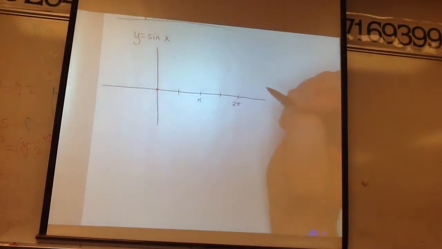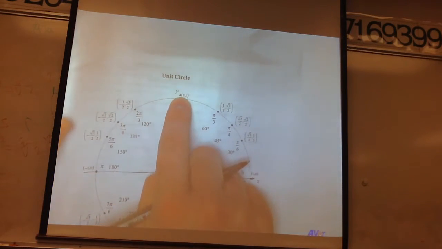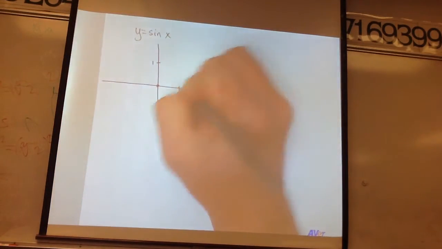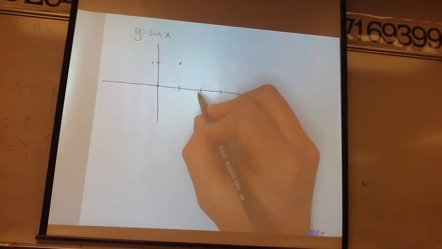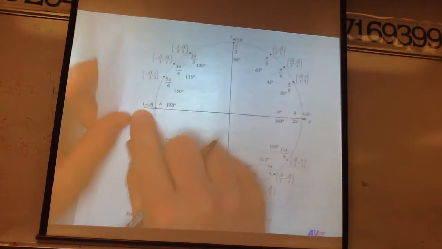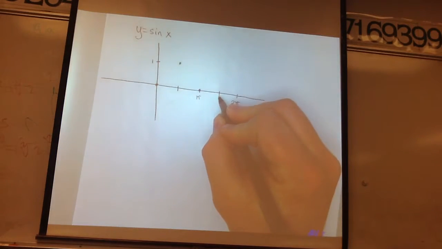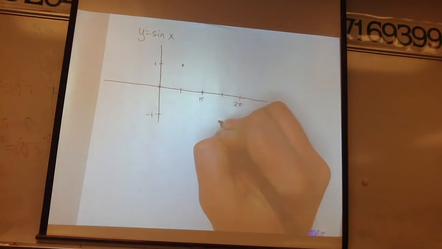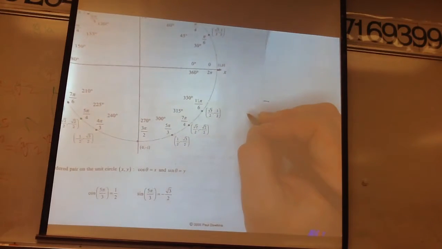What's the sine of pi over 2? Oh, hold on, that's the y coordinate. 1. Sine of pi over 2 is 1. What's the sine of pi? 0. What's the sine of 3 pi over 2? Negative 1. And then, what's the sine of 2 pi? 0.